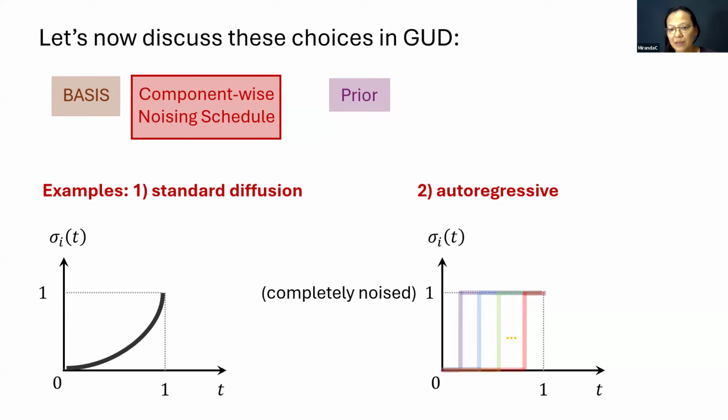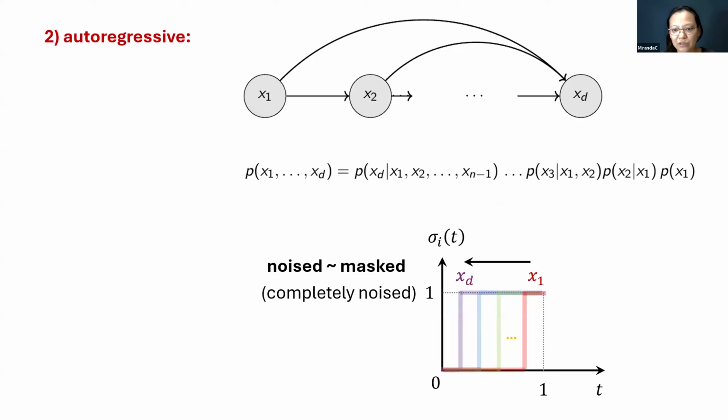Okay. So in this sense, we say that by allowing component-wise noising schedule, you can make a bridge between standard diffusion and autoregressive way of generation. But of course, now you have, okay, so this is the explanation of that. So in this comparison, when you completely noise out one degree of freedom, it's the same as you masked out that token. So that's how we make the analogy.